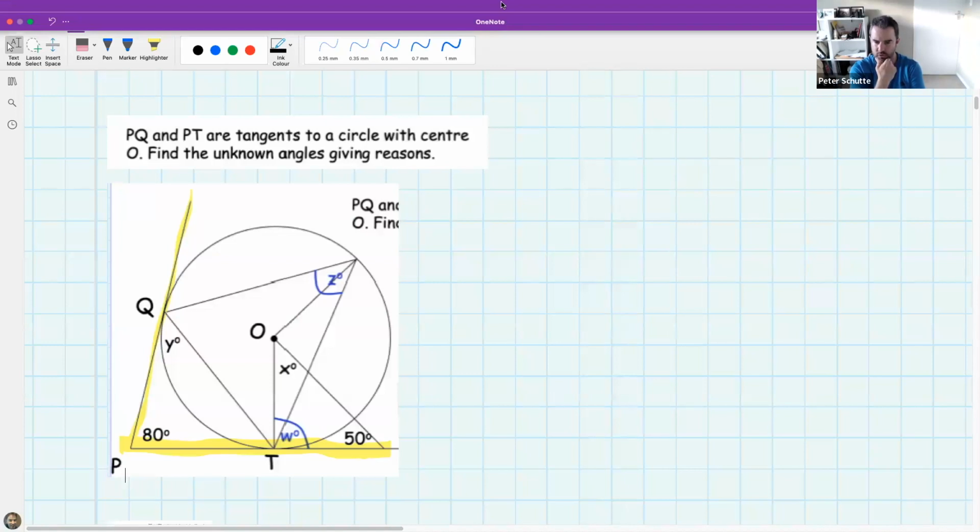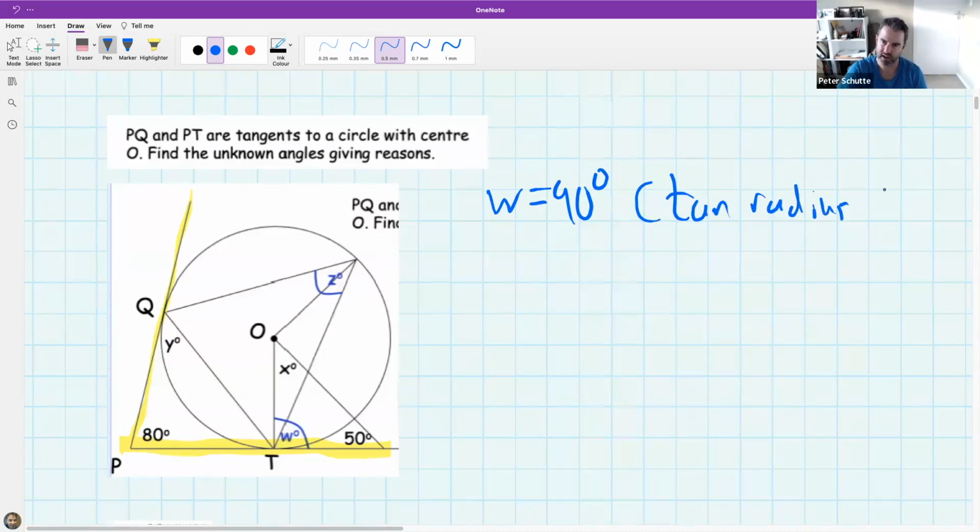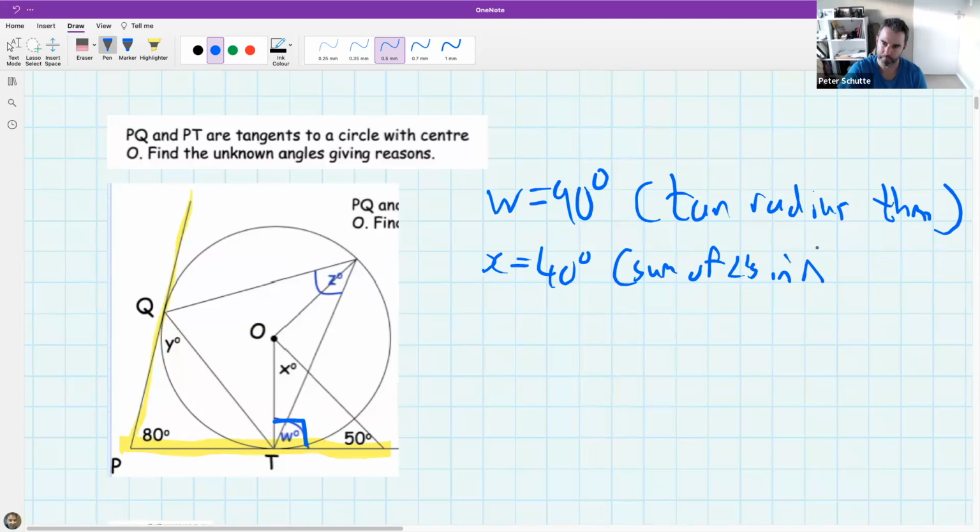So Lorato, Letty are all saying X is 40. Oh, I see, everyone spotted that W must be 90. Yes, so W is 90, and that's going to be tan radius theorem. And then because that is 90, well, if you know that's 90 and that's 50, okay, so we know that that is 40.